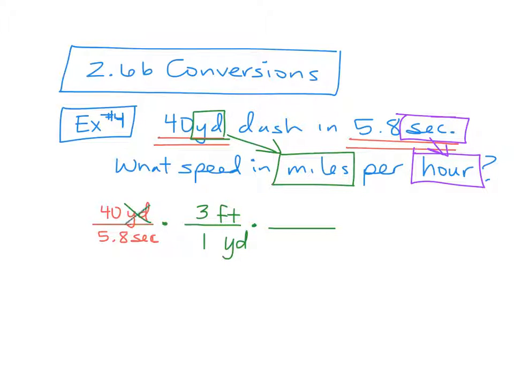And now notice, now our problem is in feet per second, right? We have feet and we have seconds. We don't want feet. We want miles. Okay, so now we have to go from feet to miles. Where are we going to put feet in this problem? On the bottom. We want to cancel them out. Okay, so feet to miles.